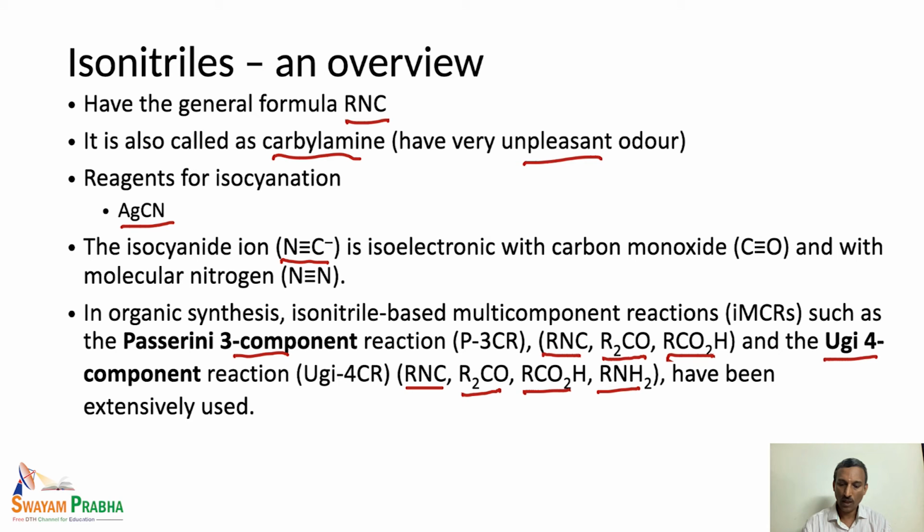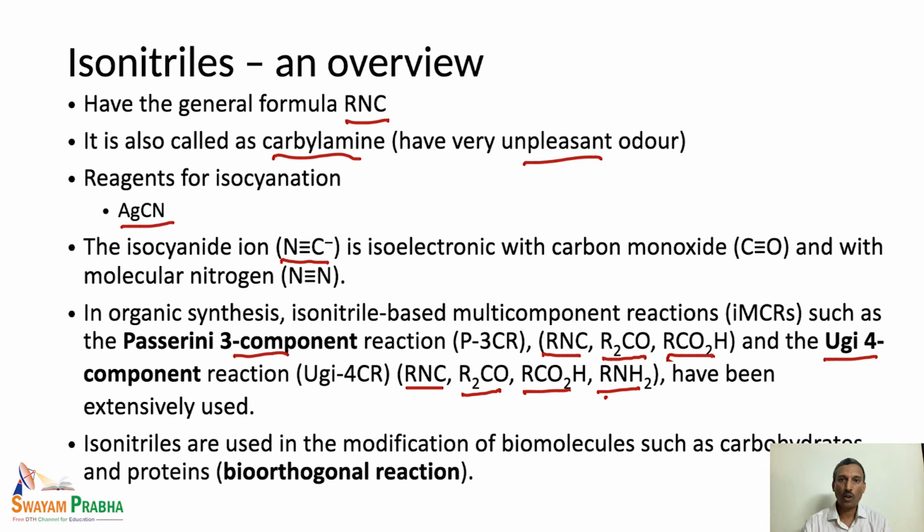So, one additional unit, that is amine, is used beyond the Passerini 3-component reaction, which leads to the Ugi 4-component coupling reaction. These are extensively used in organic synthesis for preparing various heterocyclic compounds and other derivatives. Along with that, isonitrile can also be used for the modification of biomolecules such as carbohydrates and proteins. These types of reactions are called bioorthogonal.